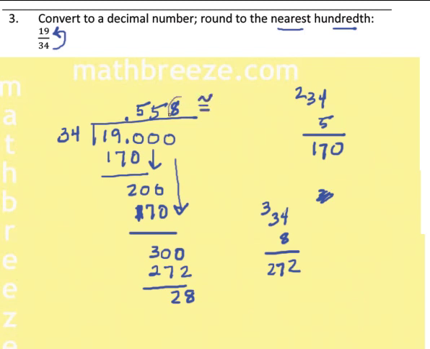And since this 100th place is 5 or more, then we are going to round up. We're going to add 1 to the 100th place. The 1000th place is 5 or more, so we're going to add 1 to the 100th place. So we have a rounded quotient of 0.56.